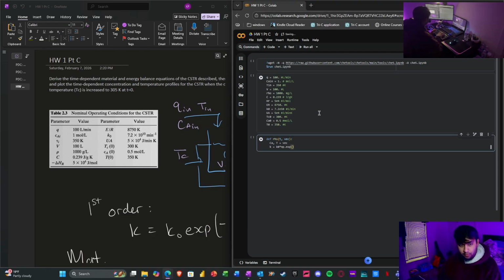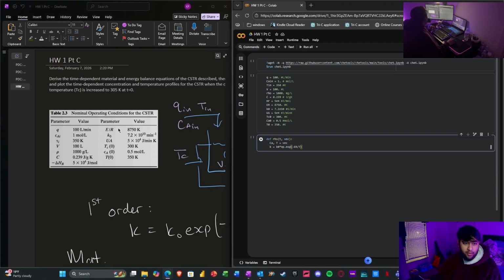And I believe it's np.exp of negative ER divided by T. And so the thing with how we wrote this down is ER is already solved for since R is a constant and we have this value. We just put it as ER, but technically this should be in the denominator, but for the sake of code, it's not.